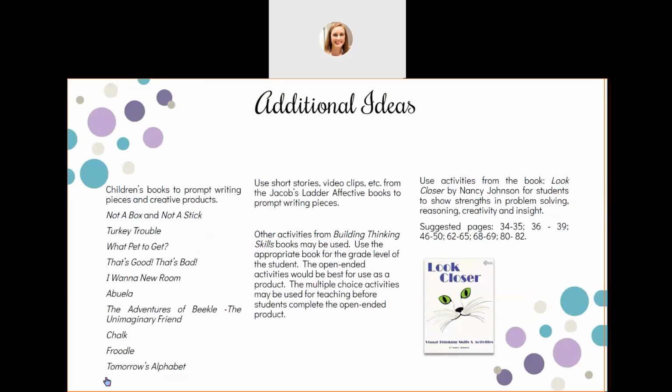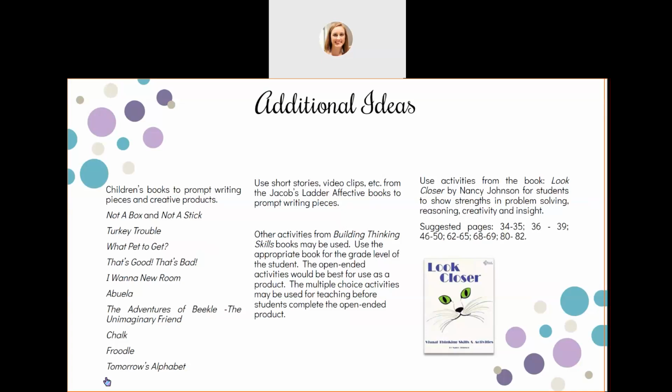Additional ideas for product gathering would be using children's books to prompt writing pieces. I shared several of these at regional training, and so I believe I shared the Not a Box, and I know I shared Turkey Trouble. So Not a Box and Not a Stick are two different books. One is about a box and making it into many varied, unusual things, and the other's doing the same thing with a stick. So you could read that book and then give students a picture of a box, or they could actually have a small box and they turn it into something different than just an ordinary box.